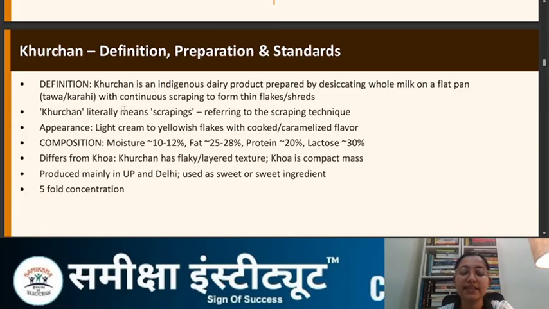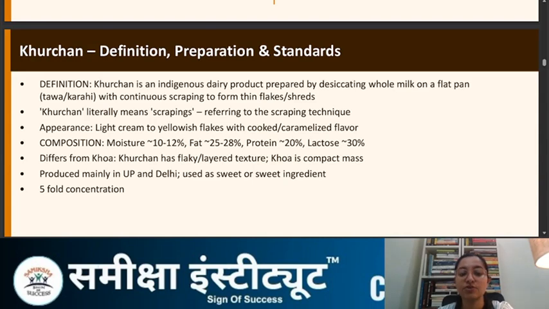So it basically literally means scrapings. This scraping technique is being done. The product which will be produced is susceptible and has a higher chance of getting scorched if continuous stirring, continuous scraping is not being done, and the point of contact will be more, or if the time period of contact increases, it will be very highly susceptible to getting scorched, or a burnt flavor will be there.